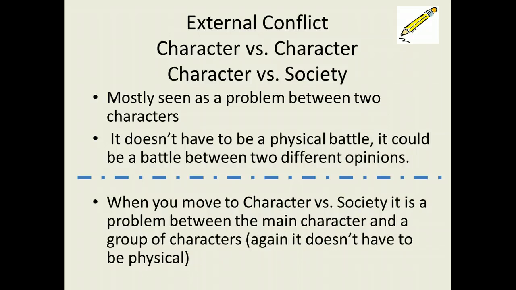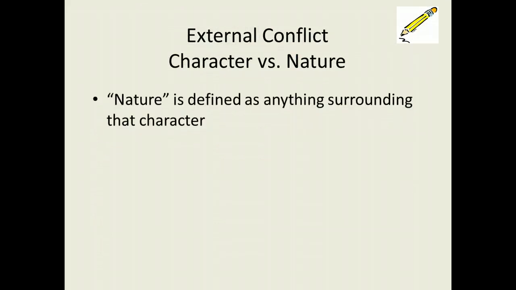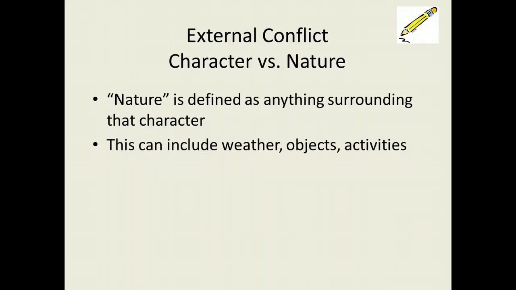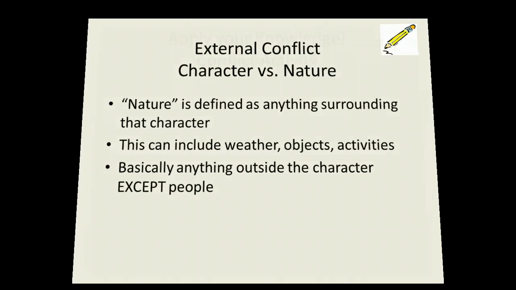So when you move into character versus society, it can be a problem between a main character and a group of characters, or the society or the law or the school or the traditions of that particular group. But again, same as before, it does not have to be a physical altercation, a physical fight between that main character and whoever else is involved. Okay, so character versus nature is defined as anything that surrounds that character. That can include weather, objects, activities, but it's basically anything outside the character except people.